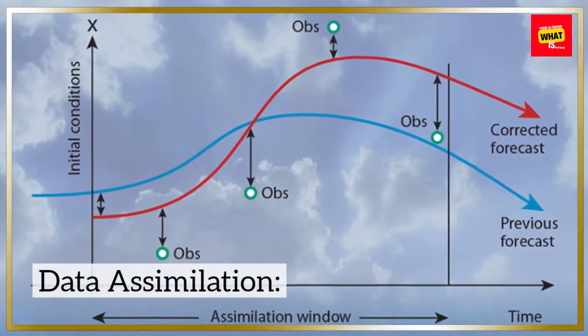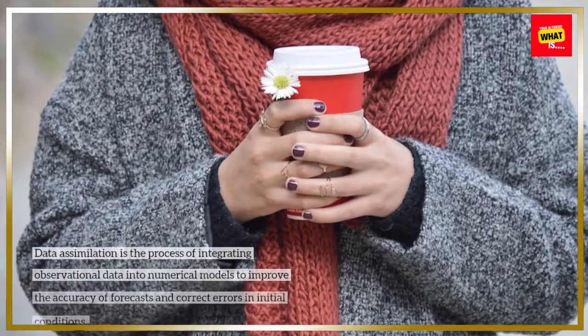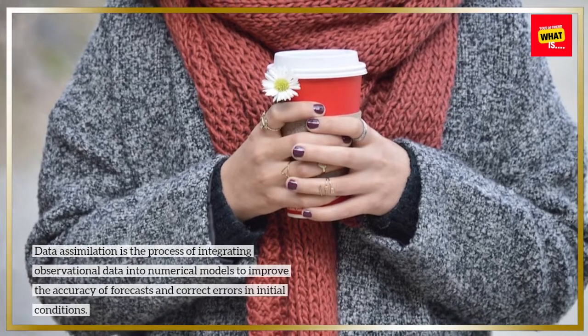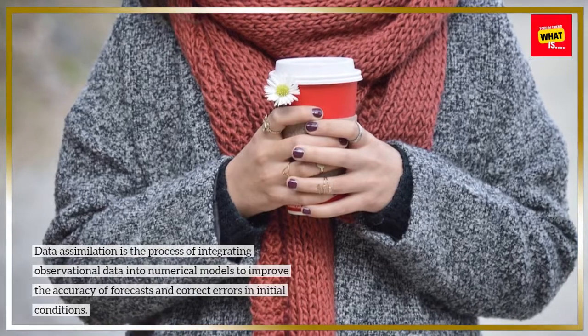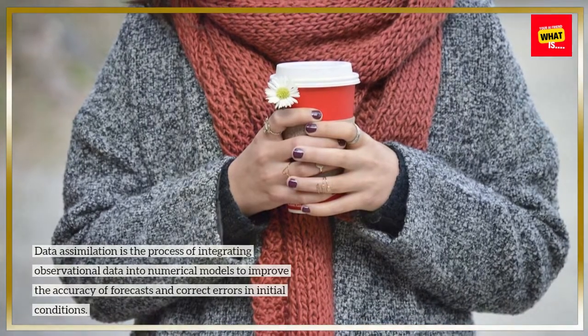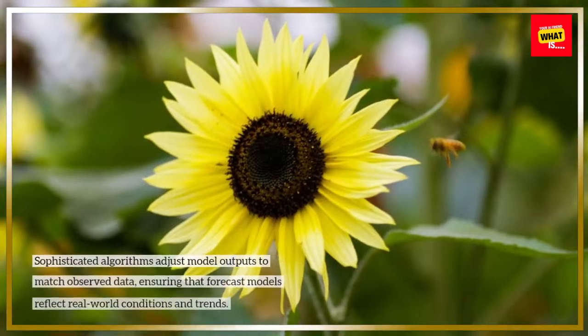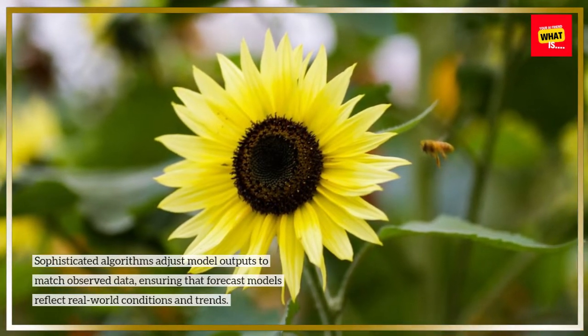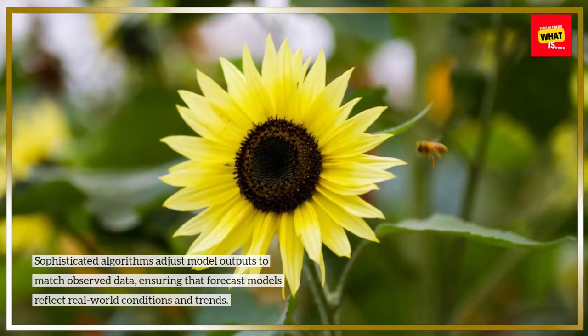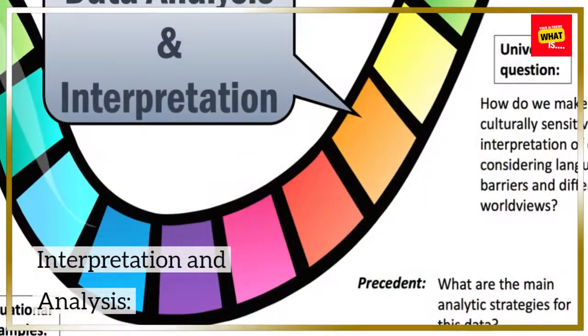Data assimilation. Data assimilation is the process of integrating observational data into numerical models to improve the accuracy of forecasts and correct errors in initial conditions. Sophisticated algorithms adjust model outputs to match observed data, ensuring that forecast models reflect real-world conditions and trends.